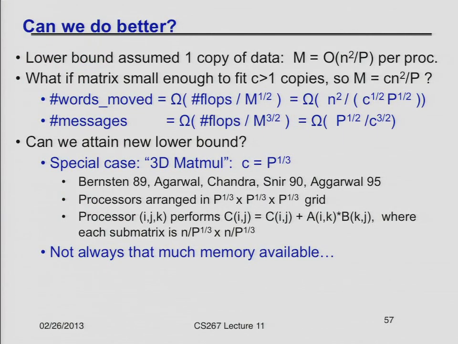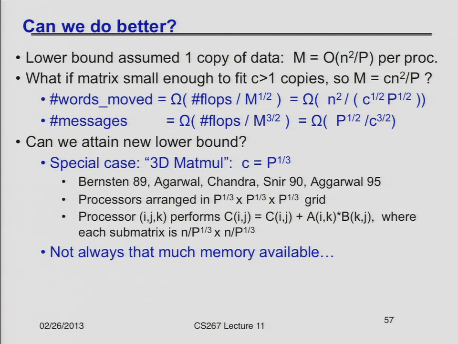So the question is, how can we do better than this allegedly optimal algorithm? And the reason I called it optimal is it had a hidden assumption, which was that we were only allowed one copy of the data. And so we only had n squared over root p. But let's suppose that the matrix is small enough, or I had so many processors, and each had its own memory, that I could afford to fit not just one copy of the data, but c copies of the data. So that, in fact, my local memory would not be n squared over p, it would be c, the number of copies, times n squared over p.